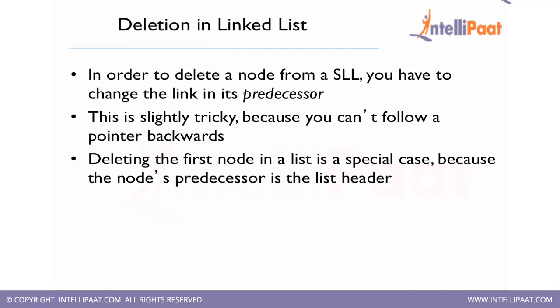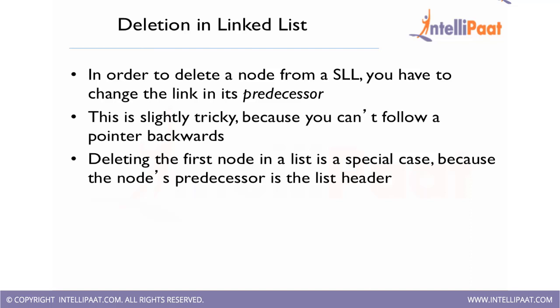So in this case, if we want to delete B, what we need to do is change the link of A. That means the next portion of A. So A should point to whatever B is pointing to. Now B is pointing to C, so to delete B and maintain the linked list, A should point to C. So the predecessor should point to the next element of the current node. It is slightly tricky because you can't follow a pointer backwards.